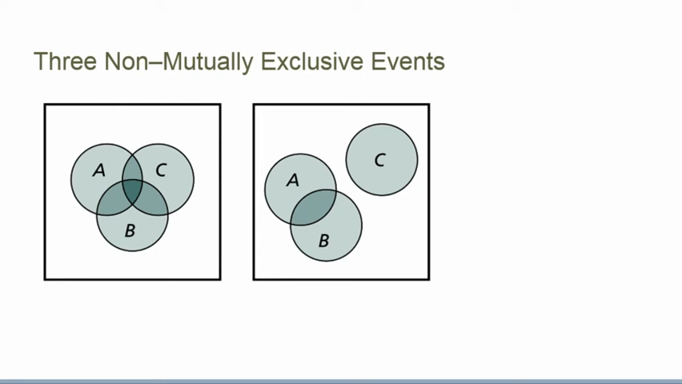Or we have events A, B, and C. A and B share common elements. They don't share elements with C. However, A, B, and C are no longer mutually exclusive events.